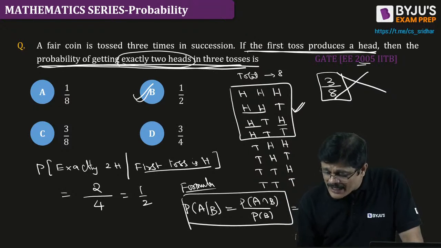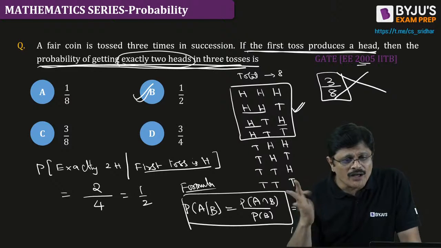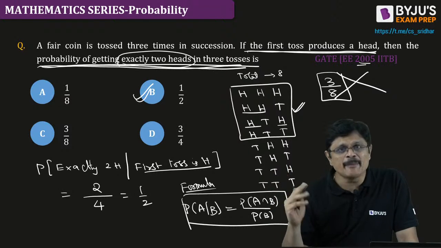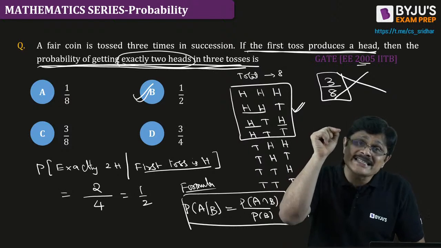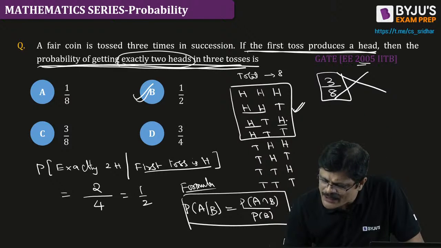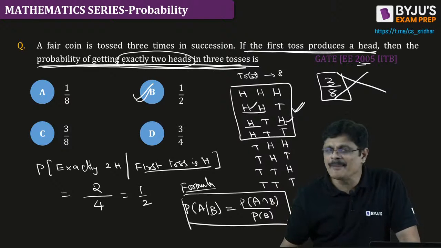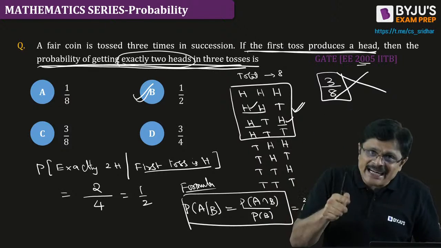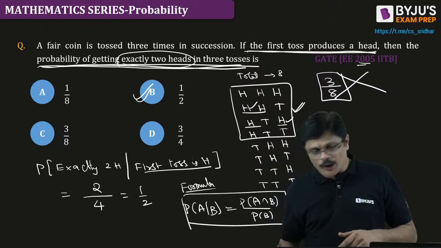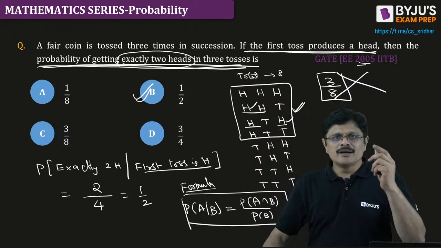See, in the formula it is 2 by 8 by 4 by 8. There is no 3 at all, even in the formula. A and B, because first toss is head and exactly 2 heads. First toss is head and exactly 2 heads. How many cases? 2 only out of 8. Am I clear? First toss is head and exactly 2 heads. Only 2 out of 8 cases. Okay, if you want to use the formula. Got it?